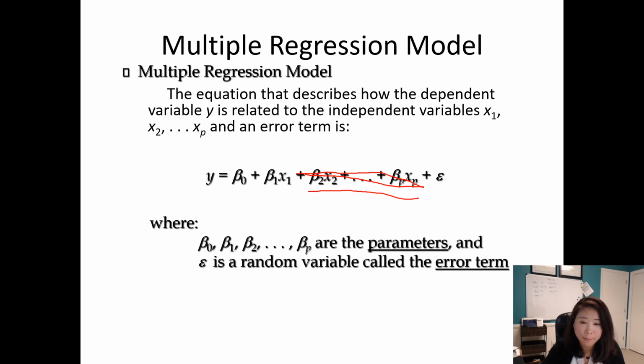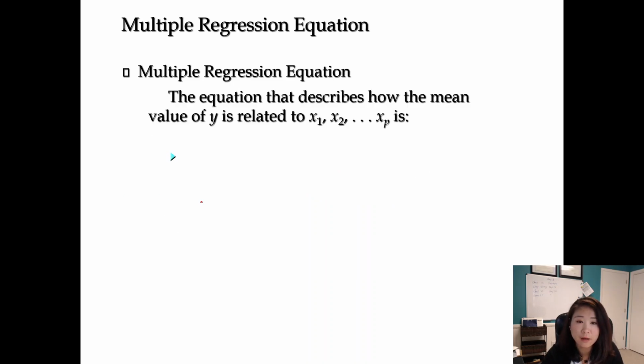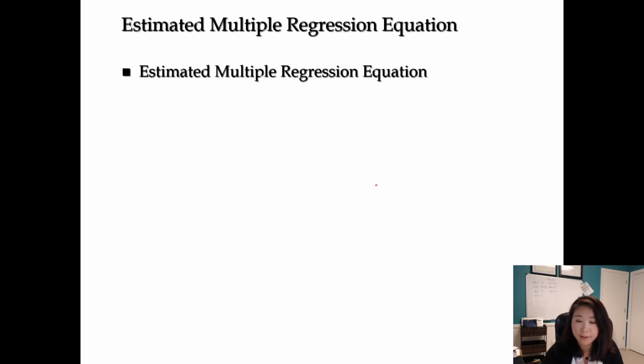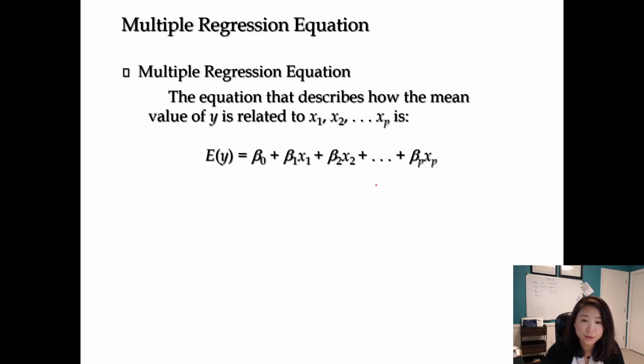linear regression model. So this is the first model equation we saw, very similar to the simple linear regression model. The next equation we see is called the multiple regression equation. This is still for the population. The difference is we no longer have the error term at the end of the equation, and on the left-hand side we have the expected value of y. What we try to model here is the trend line in the population scatter plot.